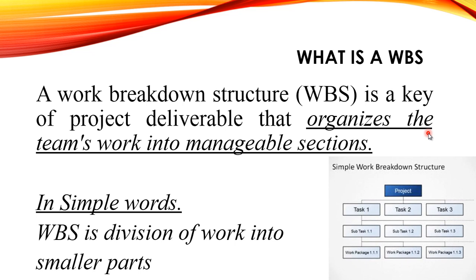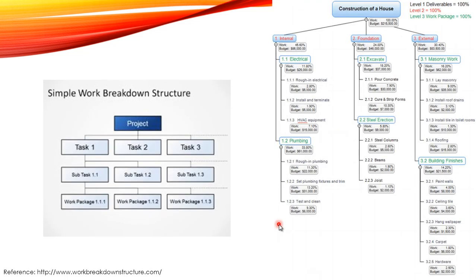For example, a project is subdivided into multiple tasks. Task 1 is further subdivided into 1.1, and that is again divided into 1.1.1, 1.1.2, and similarly 1.1.3. Here is another example of WBS.